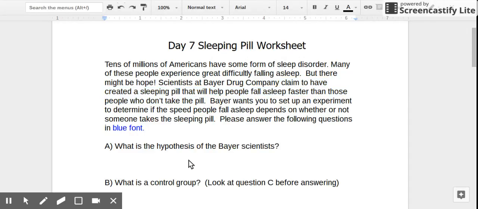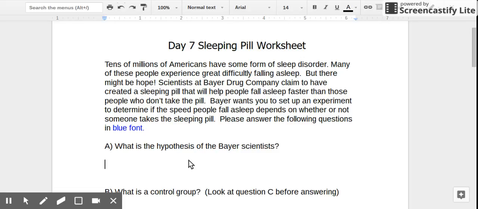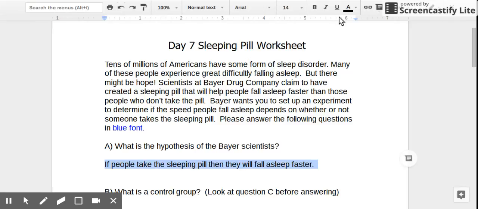But we always phrase our hypothesis as an if-then statement. The reason we do that is because an if-then statement includes the independent variable and the dependent variable in it. So we're just going to go ahead and write that now. The hypothesis as an if-then statement would be: if people take the drug, or the sleeping pill, then they will fall asleep faster. Okay, we just found the information right from the text and put it into an if-then statement. Of course, we have to answer in blue font.